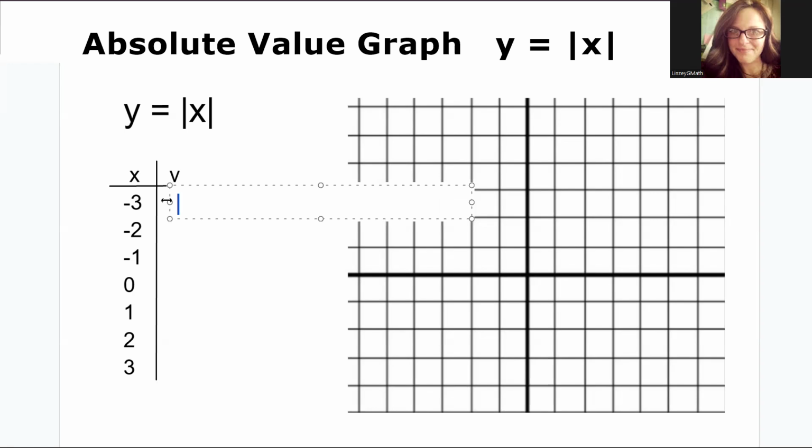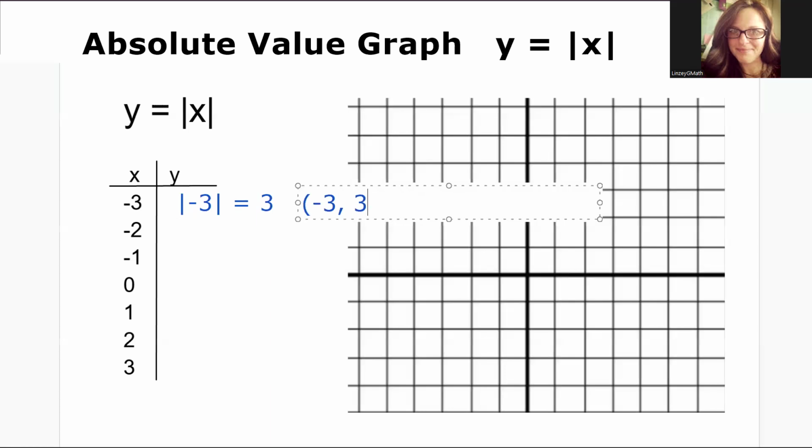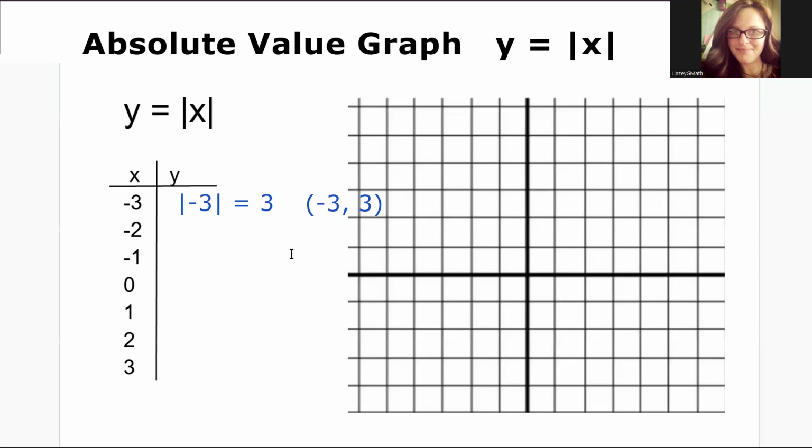-3 into the absolute value of X. We get the absolute value of -3. Absolute value of -3 is 3. And we get the first point on our graph. -3, comma 3. -3 to the left, up 3. And there's our first point.